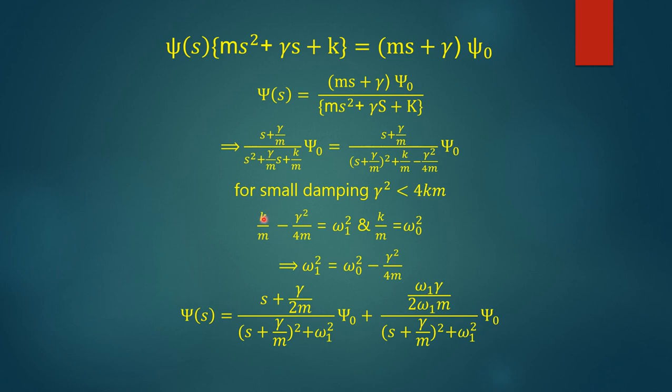Then we can write the expression psi s is equal to, by splitting it into two, s plus gamma by 2m over s plus gamma by m the whole square plus omega 1 square, psi naught, plus gamma by 2m, and also writing omega 1 by omega 1, this is nothing else, divided by s plus gamma by m the whole square plus omega 1 square.